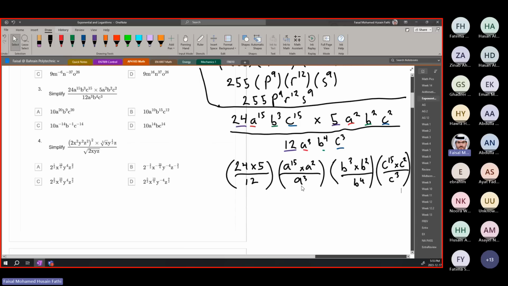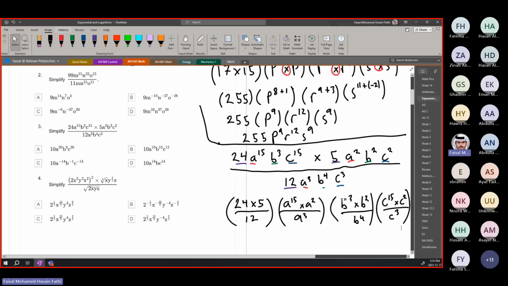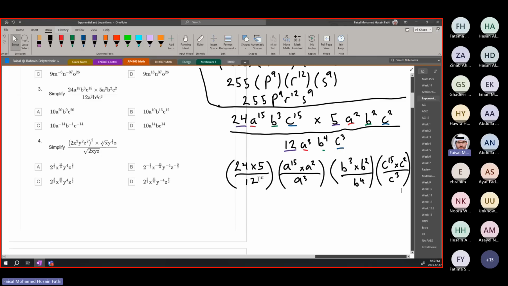The worksheet that's cancelled is scientific notation. We're not covering that one. Okay, 24 times 15 over 12. You put it in the calculator and you will get that.